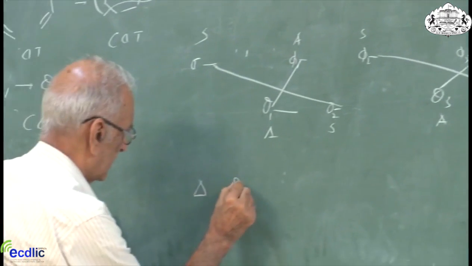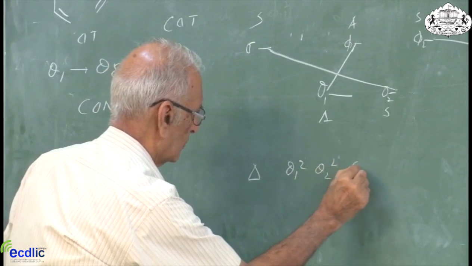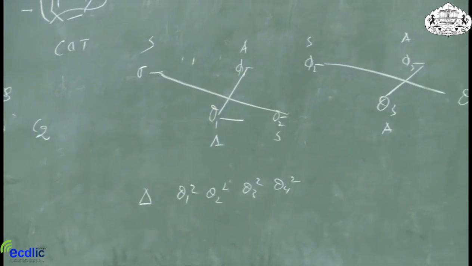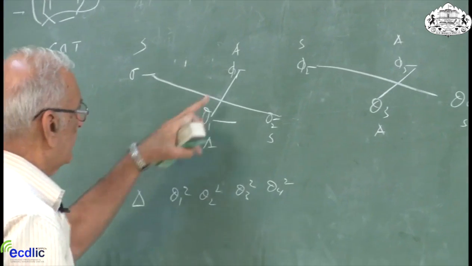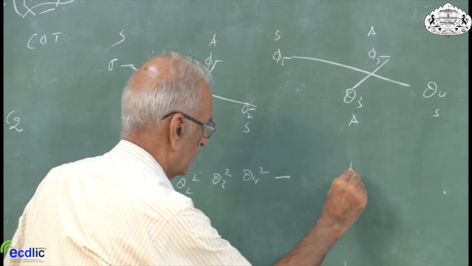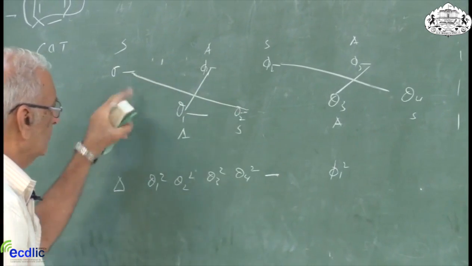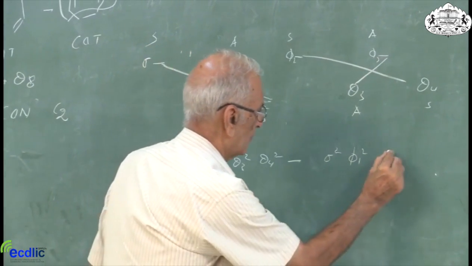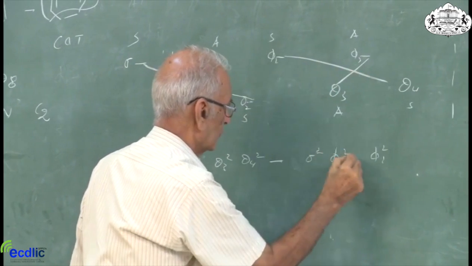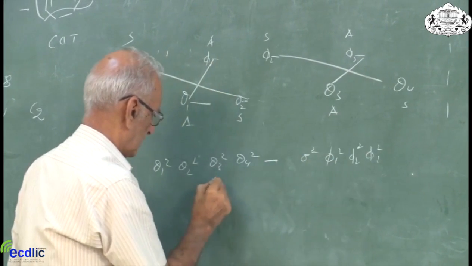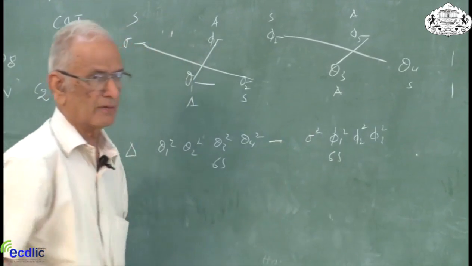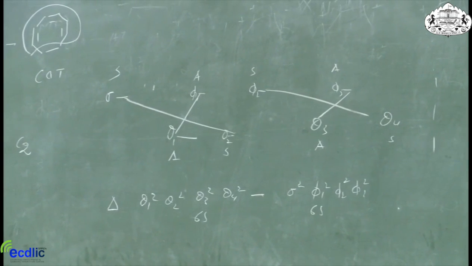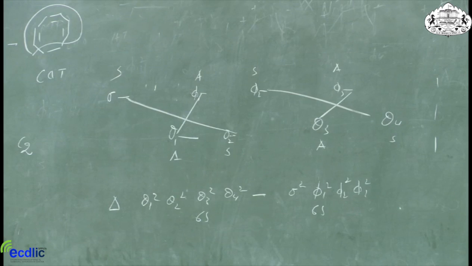Thermal reaction: theta 1 squared, theta 2 squared, theta 3 squared, theta 4 squared. Theta 1 squared has gone into phi 1 squared. Theta 2 squared has gone into sigma squared. Theta 3 squared has gone into phi 3 squared. Theta 4 squared has gone into phi 2 squared. Ground state has given ground state. 8 electrons is an example of a 4q system. Therefore, thermal reaction is conrotatory.